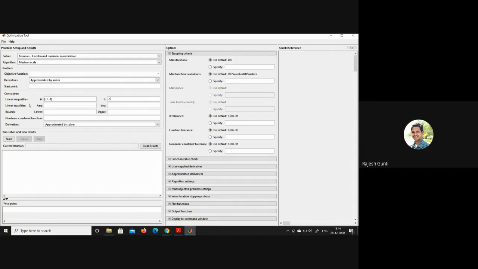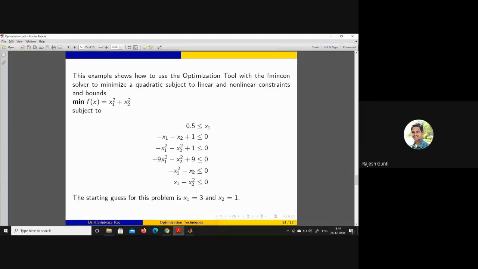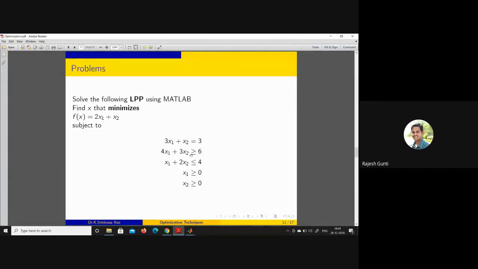Linear inequalities. Linear equalities. There is no linear equality here. Am I correct? Linear equality means like this: 3x1 plus x2 is equal to 3. That is a linear equality. 4x1 plus 3x2 greater than or equal to 6 is a linear inequality. x1 plus 2x2 less than or equal to 4, this is also a linear inequality.